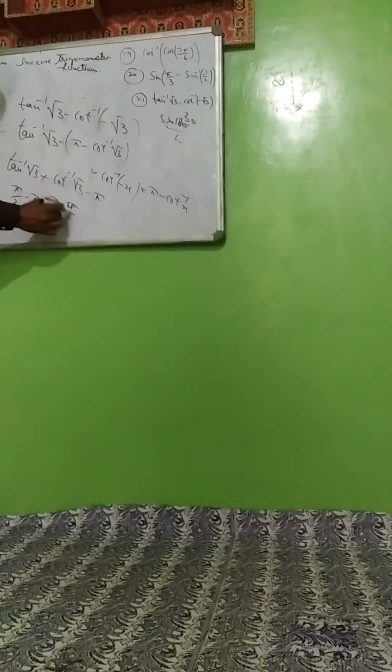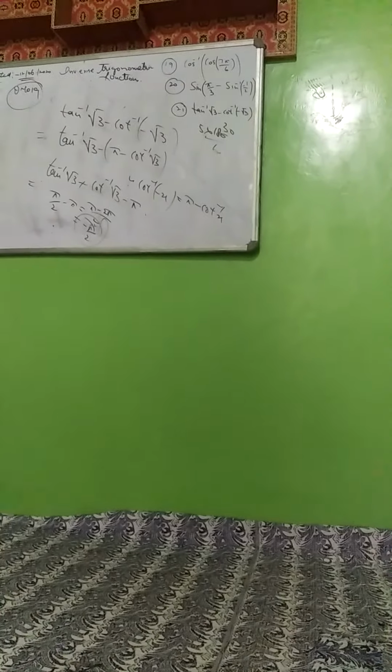Tan inverse root 3 is tan inverse tan of pi by 3. It is pi by 2 minus pi, which is equal to pi minus 2 pi divided by 2, which is equal to minus pi by 2. It is the right option. Minus pi by 2 is the right option. So the correct option is B. B is the right option.